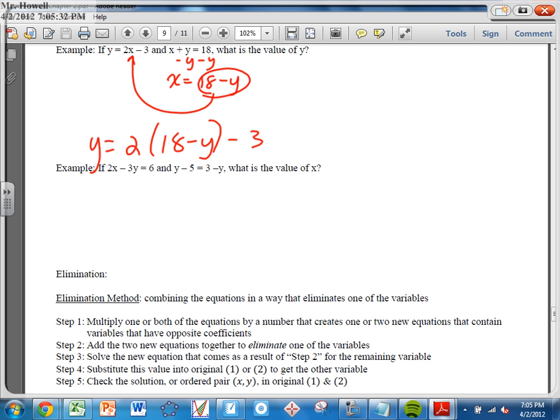And now when you solve this equation, you're solving for y. It really doesn't matter either way. One might be faster than the other, but that's your judgment to use there. Oops, 2 times 18, let's actually distribute that.